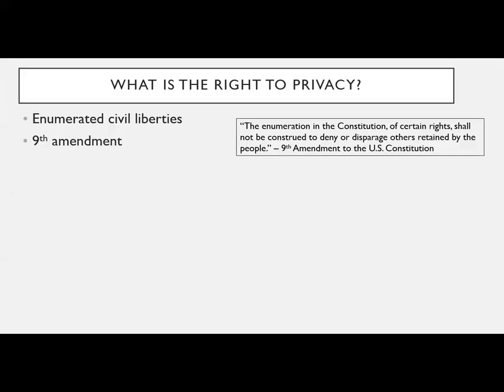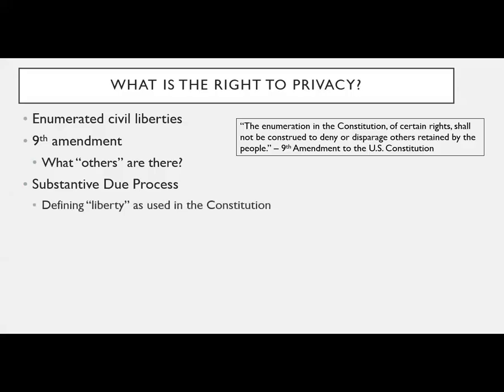So what are those others? The liberties deserving protection which were not explicitly identified. Naming those others requires a process, and we call that process substantive due process. Substantive due process tells the government what it shall not do. It should not unjustly interfere with liberty. So the answer to the question, what is the right to privacy, is centered on how the U.S. Supreme Court has defined liberty.